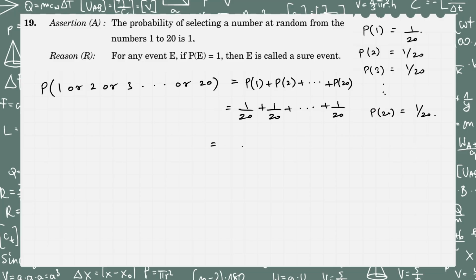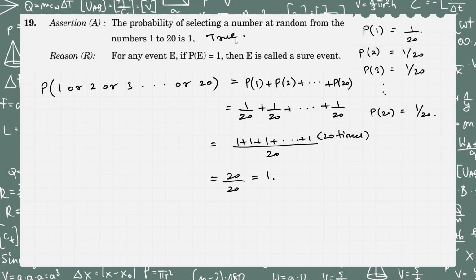So we have to add all of them. Totally there are 20 items, right? All of them have the same denominator 20. So taking 20 common, we have 1 plus 1 plus 1 plus etc. up to 1. 20 times 1 will be there, right? So this will be 20 by 20. So the answer is 1. So assertion is true only.